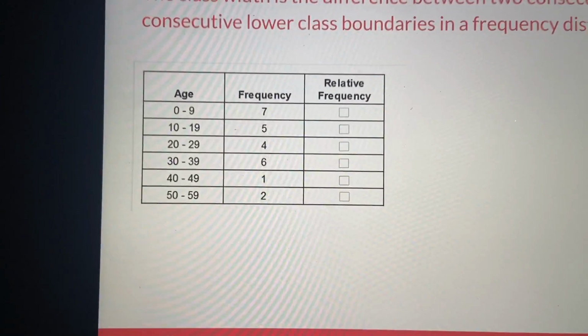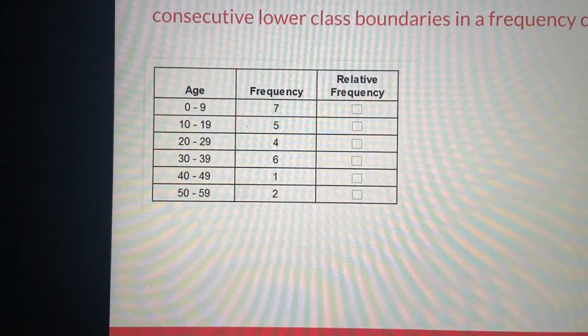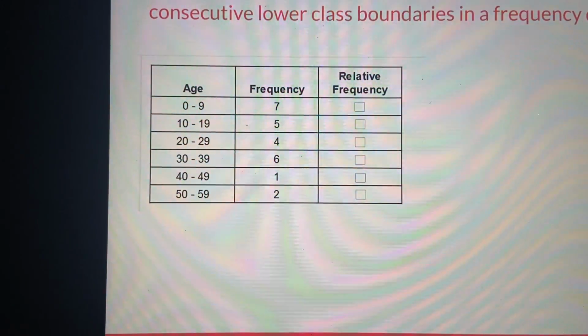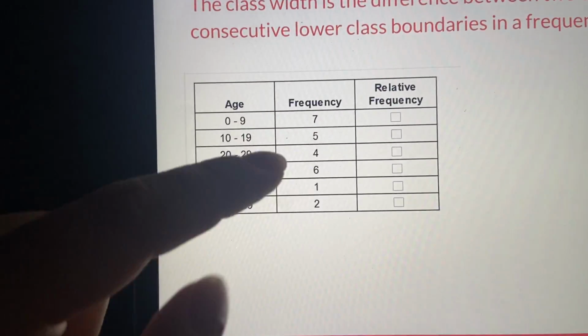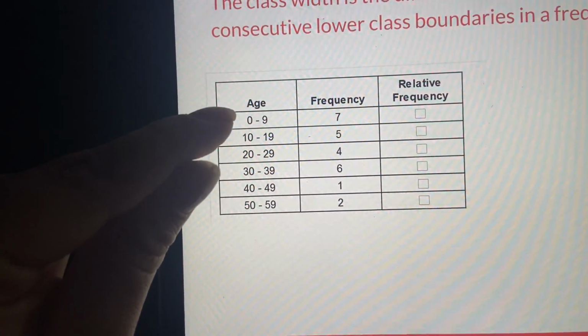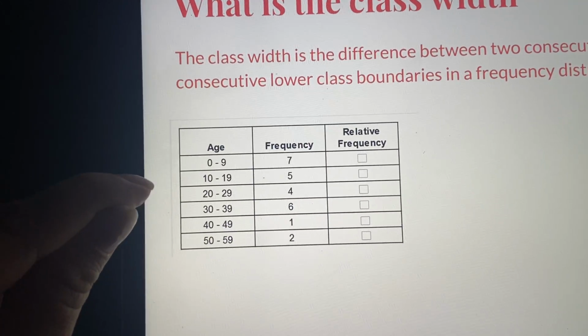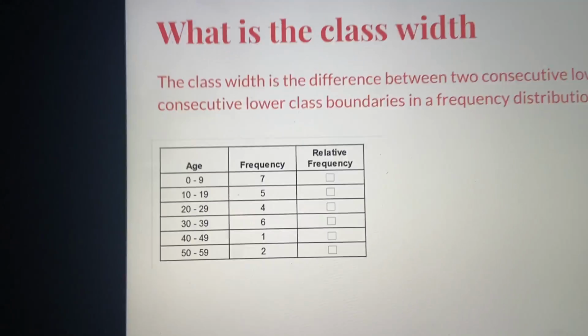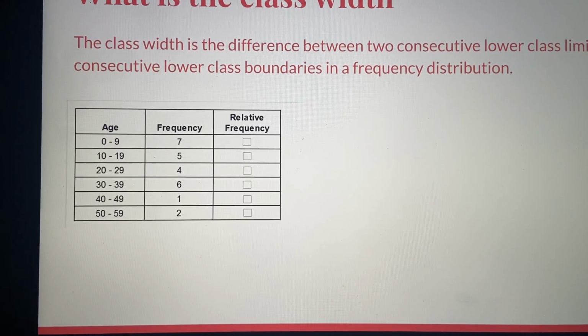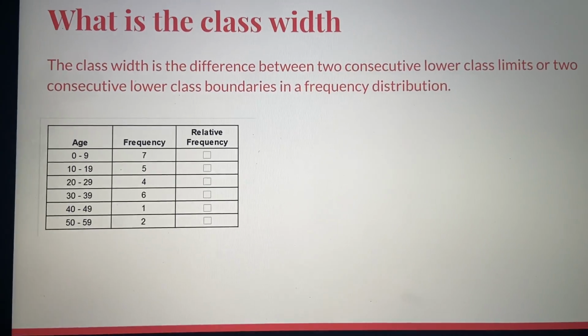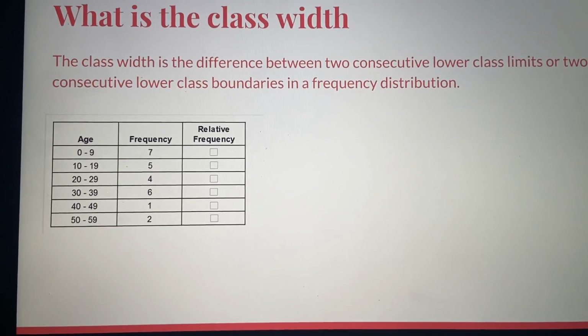So you may be looking at this and be like, oh yeah, the class width is 9, because what's the difference between 0 and 9? That would be incorrect, because you're not looking for the number that is between 0 and 9. You're actually looking for two consecutive lower class limits, and you can pick any of them, but I think what is easiest to do is just to do the first two. So let's find the two consecutive lower class limits.